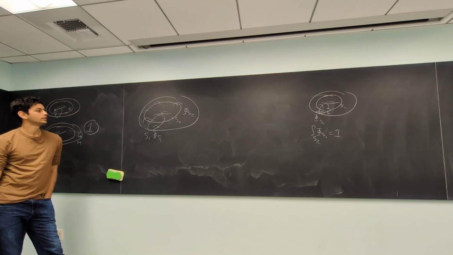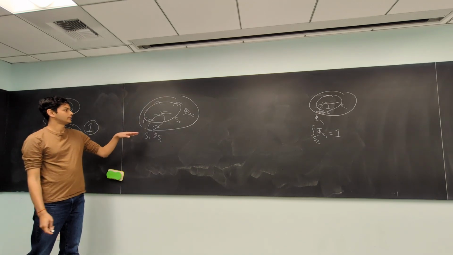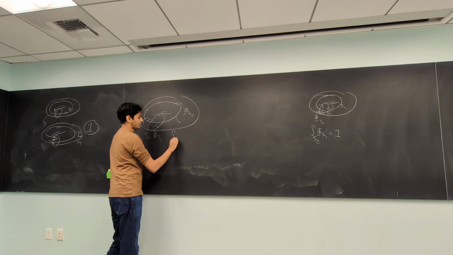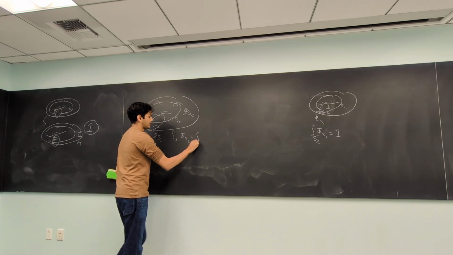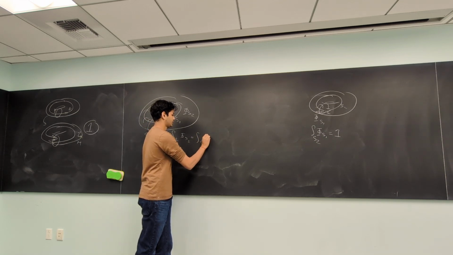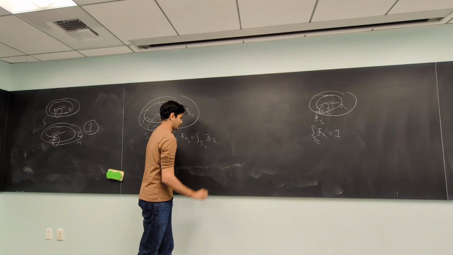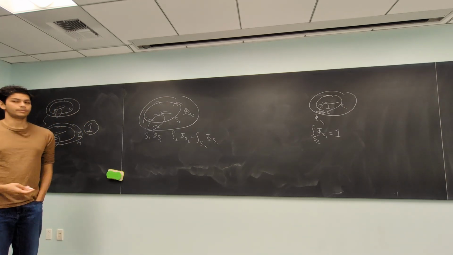And one way to evaluate the intersection number is to integrate over S1 phi of S2, and by a geometric argument, this should be the same as the integral over S2 of phi of S1. But there's a third thing that we can do, and that is we can take the product of these two things.